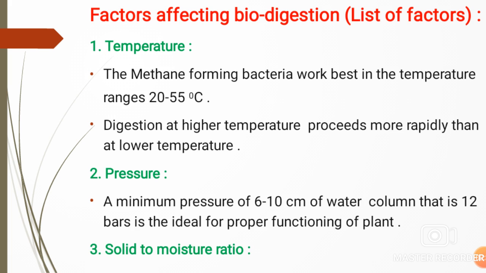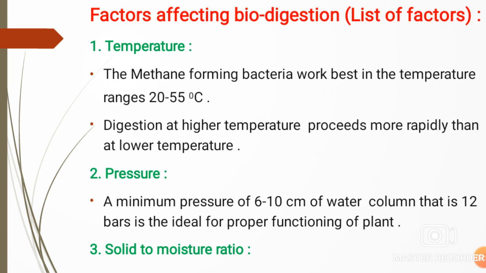First factor is the temperature, second is the pressure, third is the solid to moisture ratio, fourth is the pH value, fifth is the feeding rate, sixth is the carbon to nitrogen ratio and other nutrients in the biomass. Seventh is seeding of biomass with bacteria. Eighth, mixing or stirring. Ninth, retention time. And tenth, effect of toxic substances. These are all the 10 factors which affect biodigestion. We have to see them one by one.